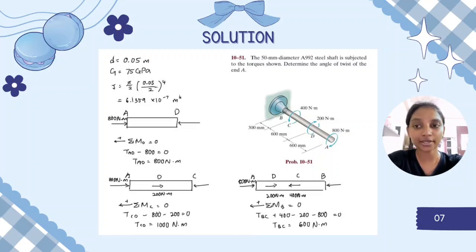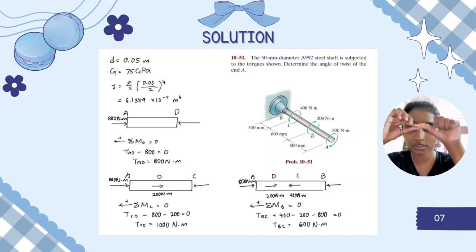Okay, now we should find the torque from point A to D. The moment at point D equals 0. So the formula to find TAD is TAD minus 800 equals 0. Why negative 800? It means at point A, the rod will rotate in the clockwise direction, so the arrow will be on the left side. That's why TAD minus 800 equals 0. So the torque from point A to D equals 800 Newton meters.